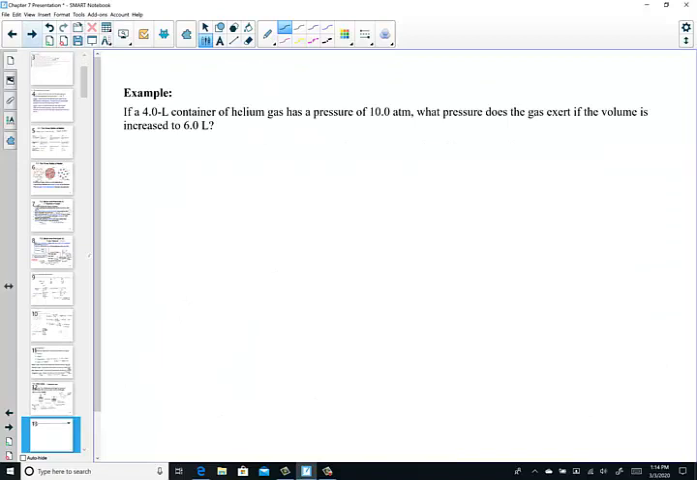It reads, if a 4-liter container, now as I read my sentence, every time I trip over a number, I use the unit associated to assign a variable to it. A liter is a volume unit, so I'm going to say the first volume is 4.0 liters. It's containing a helium gas with a pressure of 10 atmospheres. All right, so I tripped over a number and I used the unit to assign a variable. Atmospheres is a unit of pressure, given to me as 10 atmospheres.